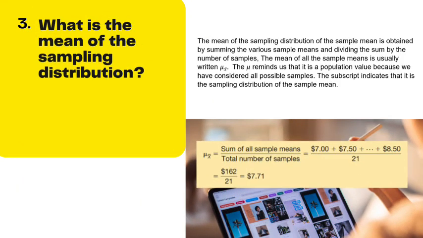Question number 3. What is the mean of the sampling distribution? The mean of the sampling distribution of the sample mean is obtained by summing the various sample means and dividing the sum by the number of samples. The mean of all the sample means is usually written mu x bar, and the mu reminds us that it is a population value because we have considered all possible samples. The subscript indicates that it is the sampling distribution of the sample mean.